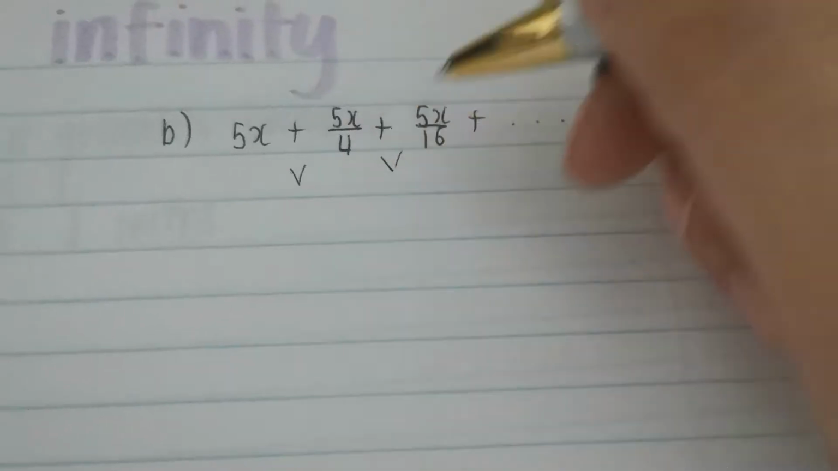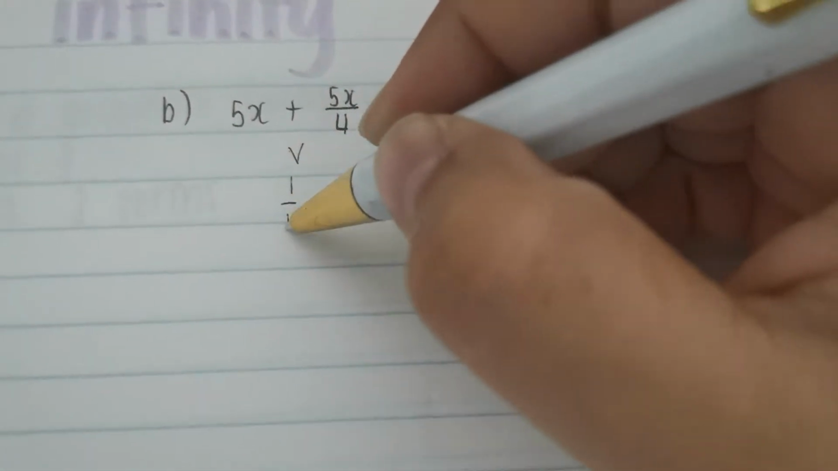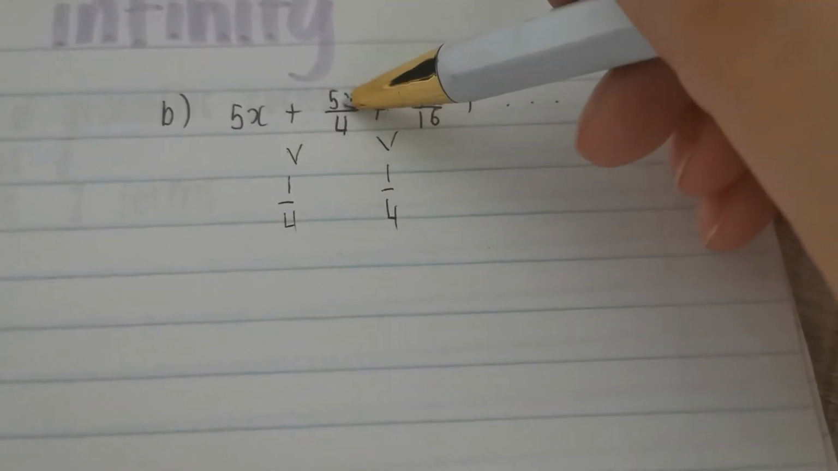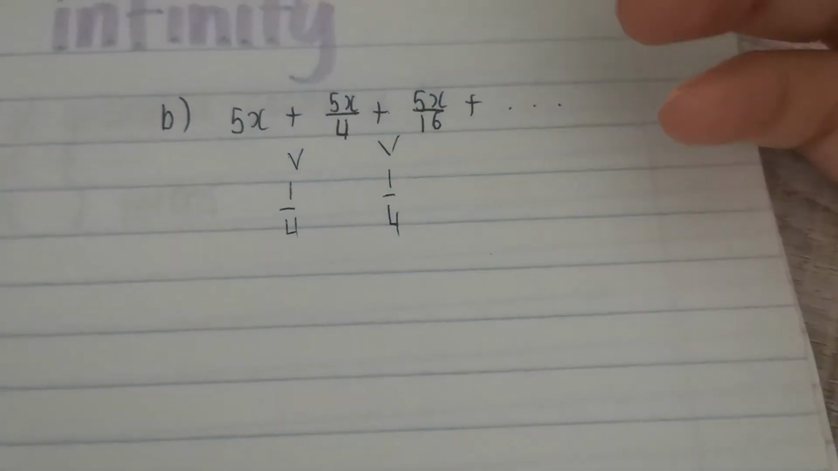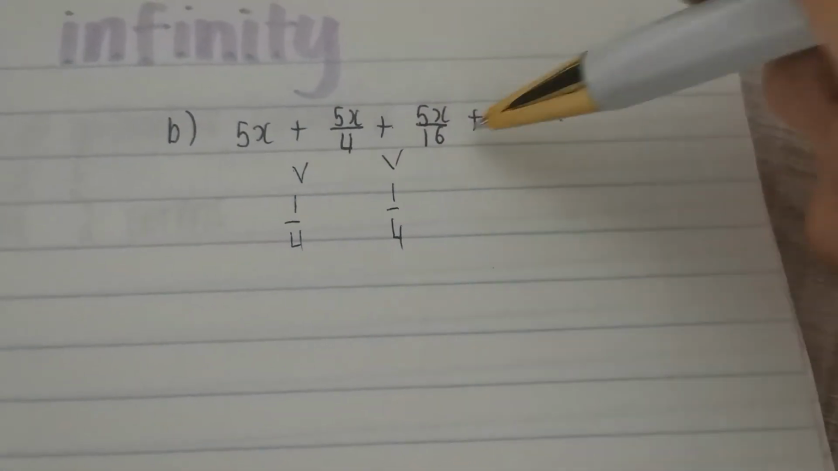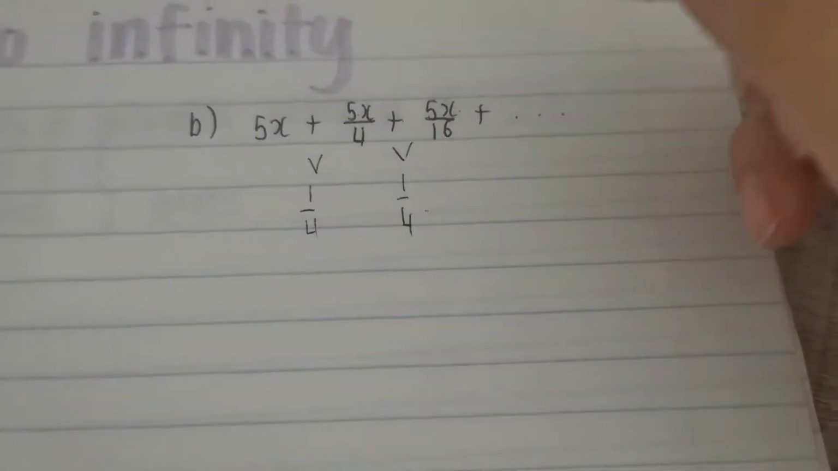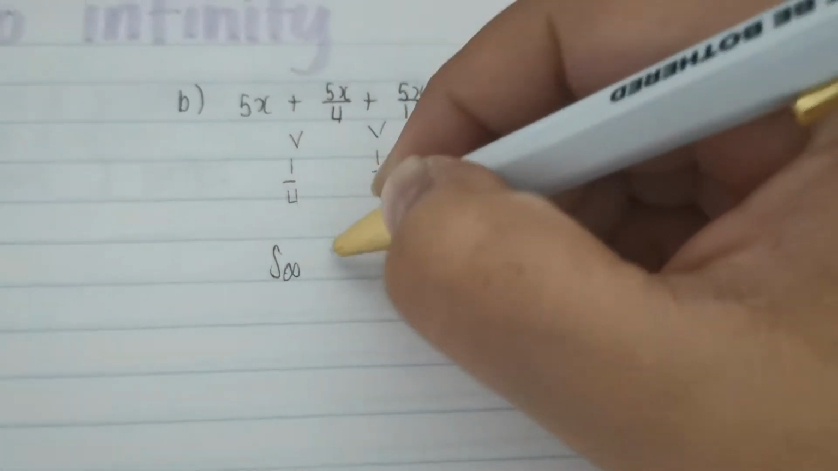Anyway, second question, I want to work out the common ratio over here. I noticed that it's 1 over 4. How did I do that? I took term 2 divided by term 1. You can do the whole calculation if you want to. And term 3 divided by term 2, and it gives me 1 over 4. Okay, sum to infinity.